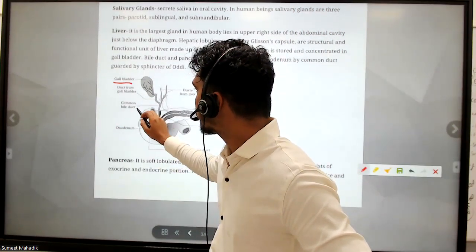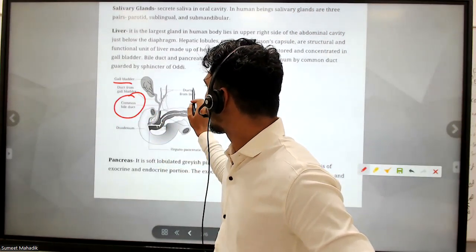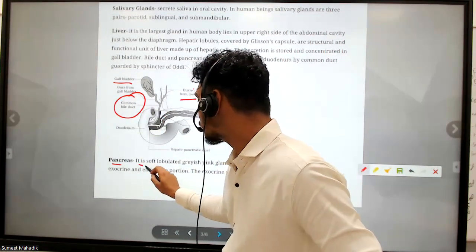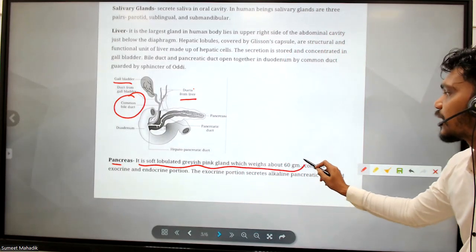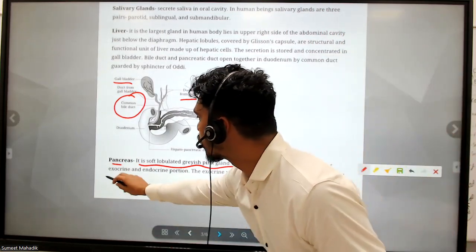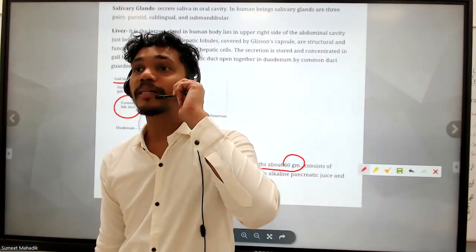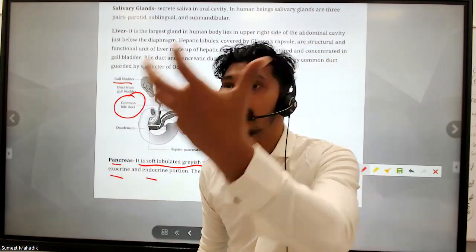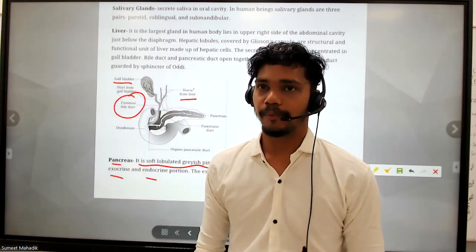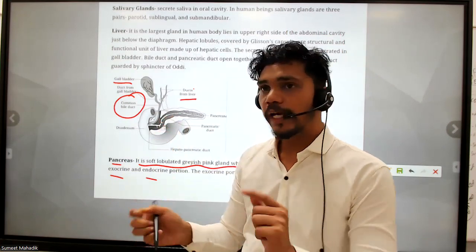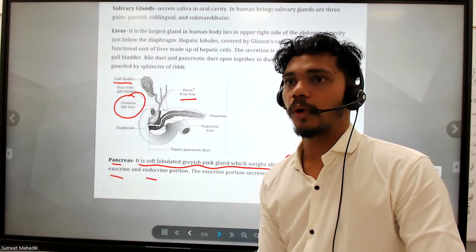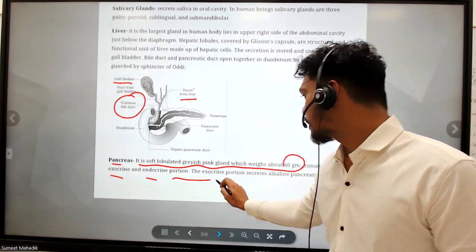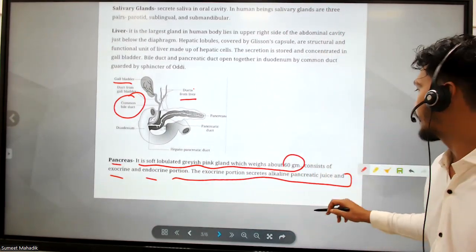The gallbladder is there. Can you see the gallbladder and the common duct from the liver as well? So the pancreas is a soft, lobulated, grayish pink gland which weighs around 60 grams and consists of an exocrine and endocrine part. What is exocrine? Exo, outside. Endo, inside. So it's a combination of exo and endo, both. It's called a mixed gland. The exocrine portion secretes alkaline pancreatic juice.